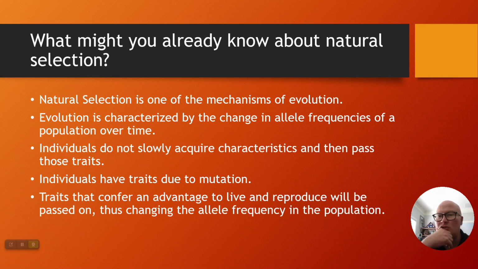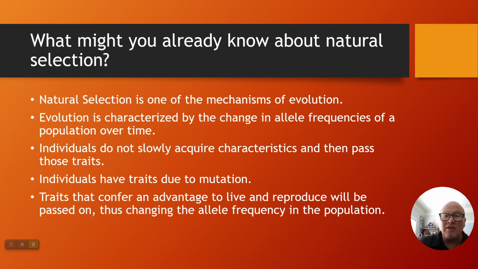So here's some things that you probably already know about natural selection. One, that it is one of the primary mechanisms for evolution. That evolution is characterized by a change in allele frequencies. Now, we haven't talked about that yet, but maybe from your biology classes, or at some point in your college career or high school career, you know what allele frequencies are. Alleles are simply versions of genes.